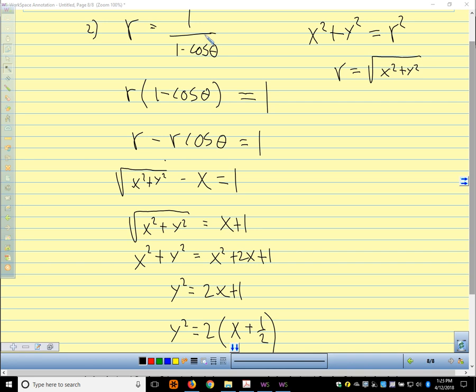So this is what we're going to end up working with at the end of the chapter. And we'll be able to look at this and tell, is it vertical, is it horizontal? Does it open up, down, left, right? We'll be able to tell where the vertex is, where the directrix is. Questions?